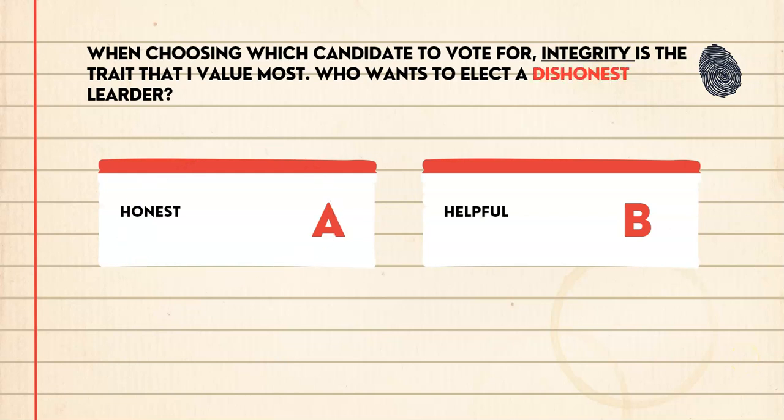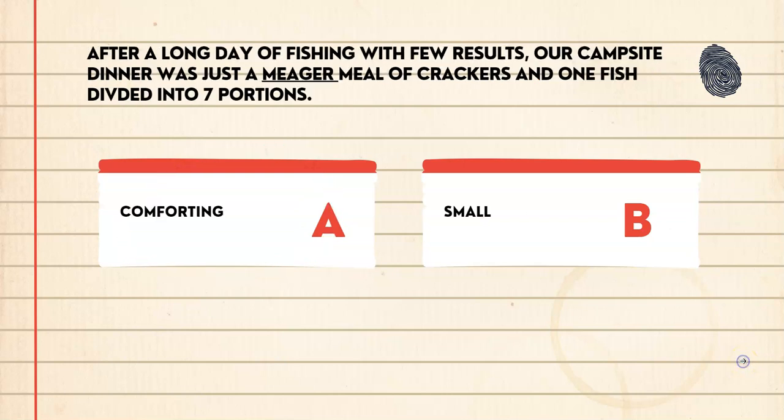Integrity is being honest. I noticed, if I put on my detective hat, the word dishonest in the sentence, but we're talking about someone who is the opposite of that. So this is an antonym clue, like we talked about just a few minutes ago. The opposite of dishonest is honest. So if we plug honest into the sentence, it's going to make sense. When choosing which candidate to vote for, honesty is the trait that I value most. Who wants to elect a leader that is dishonest? So A was the correct answer for this one.